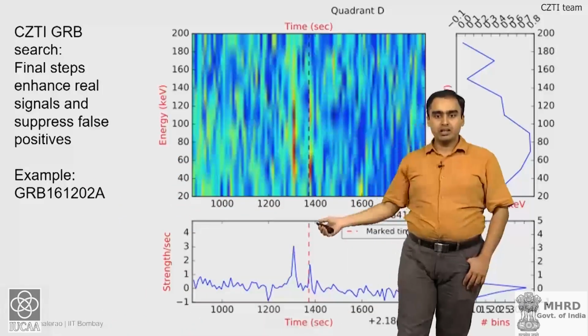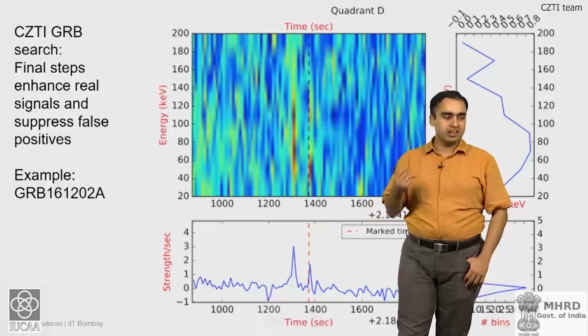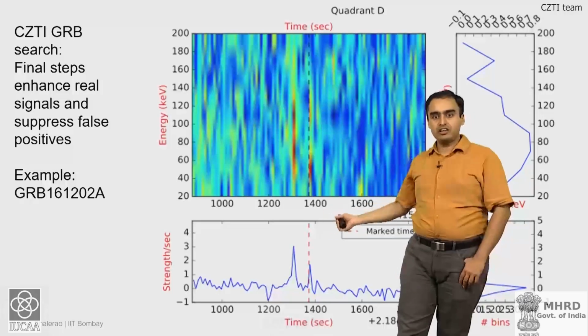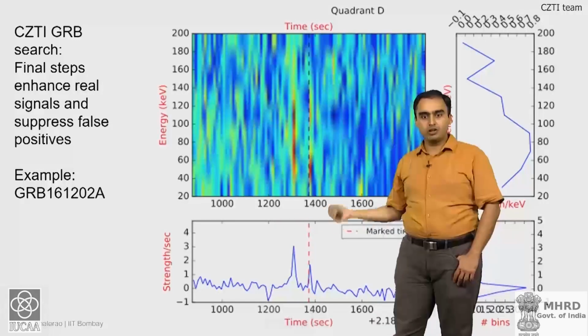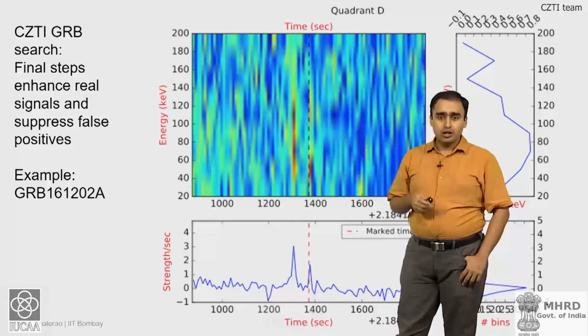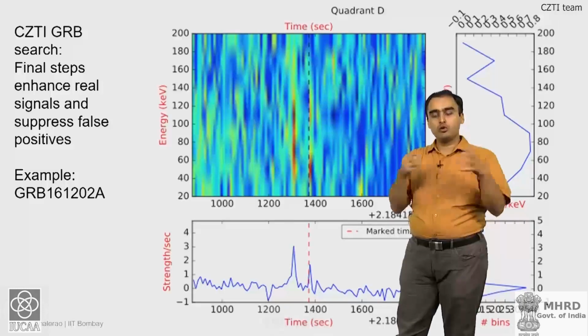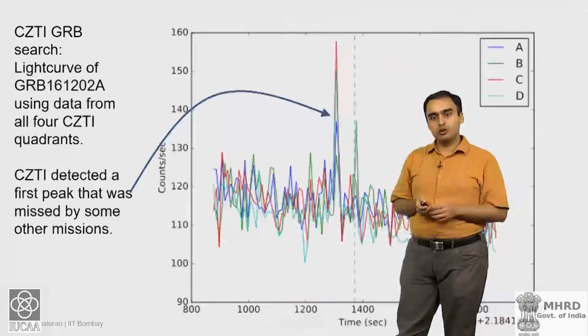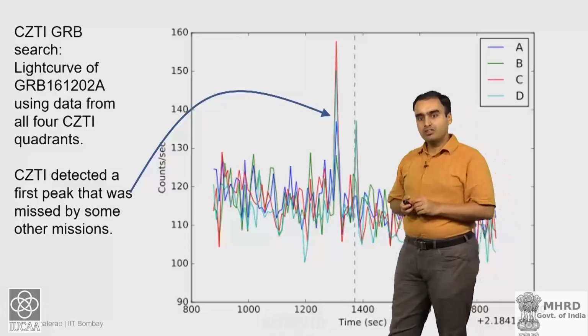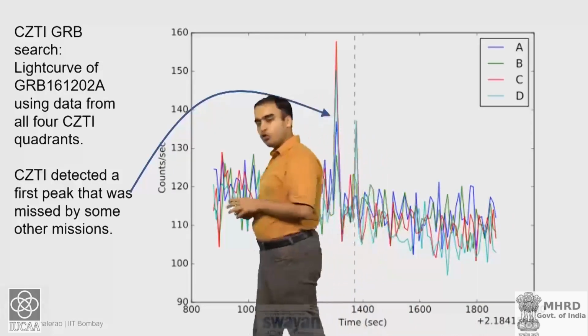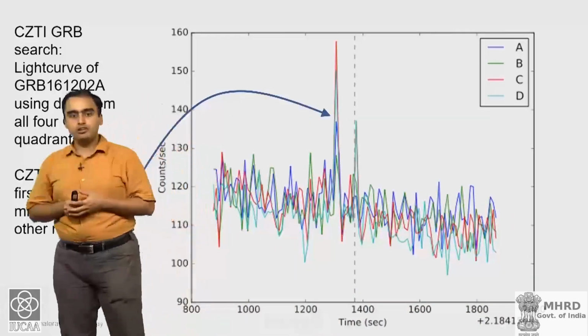What is marked here by the dashed red line is when another satellite saw this, and you can see clearly that that satellite missed the first spike, but it saw only the second one. What if another satellite had not seen this? That is where again the 4 quadrants or 4 identical instruments come into place, where here what we are seeing is light curves in 4 colors again for these 4 independent instruments.